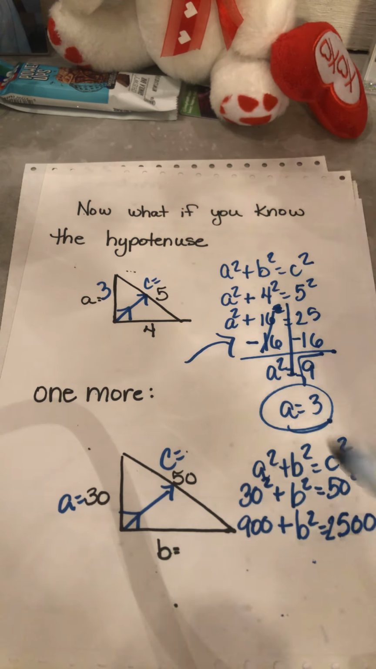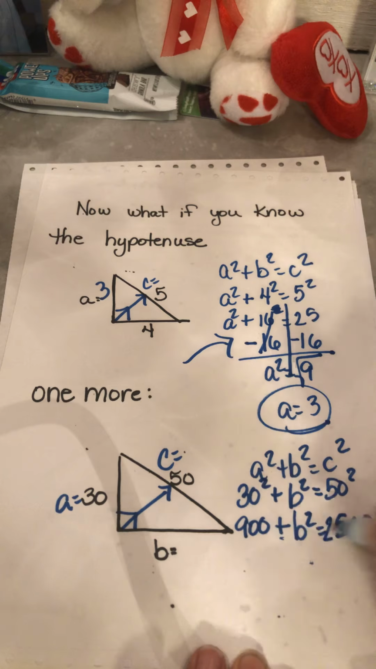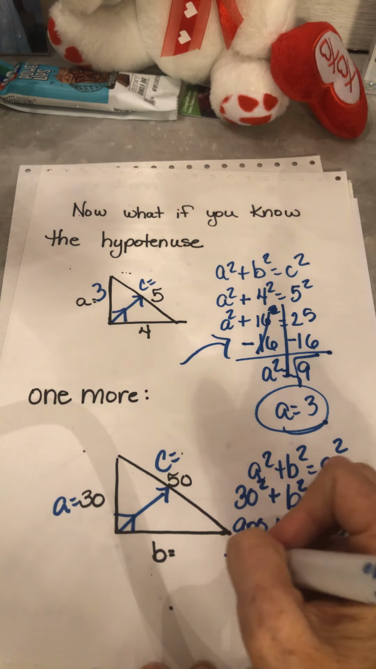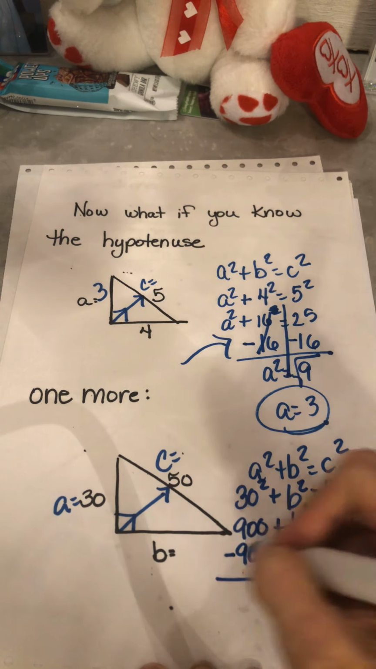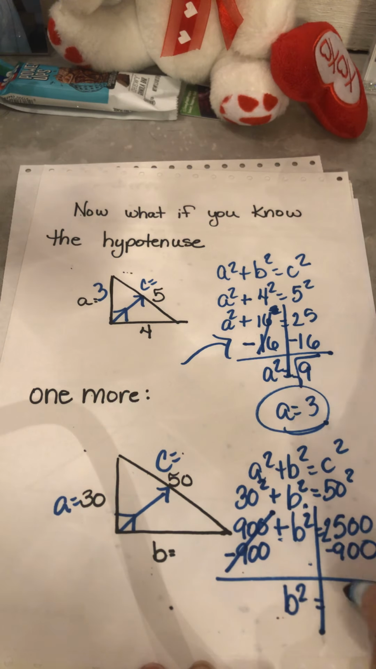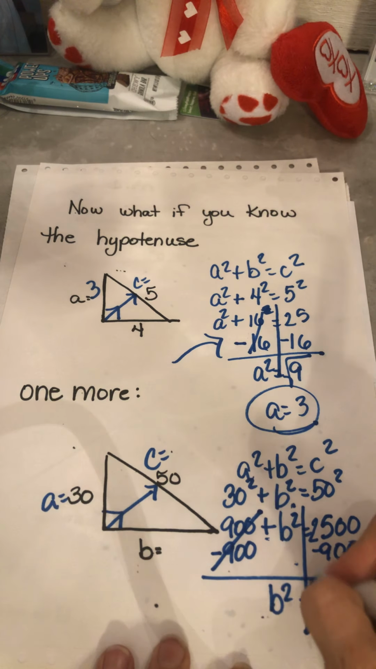So now, once again, I need to get b alone. So to get b alone, I got to get rid of this 900. So hopefully when you did this problem, you subtracted the 900 from this side and from this side. And when you do, you get b squared. 2,500 minus 900 gives me 1,600. And then I have to get the square root.